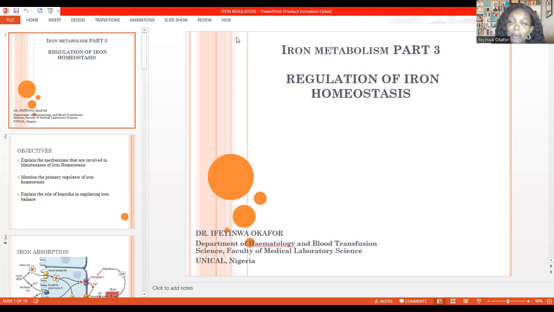We have done the first two lectures on iron metabolism, iron absorption, and today we are going to be looking at regulation of iron homeostasis.